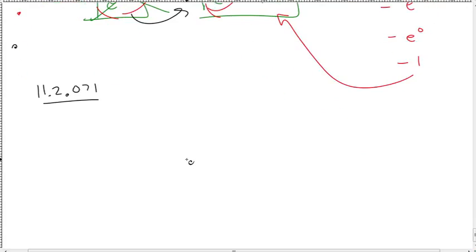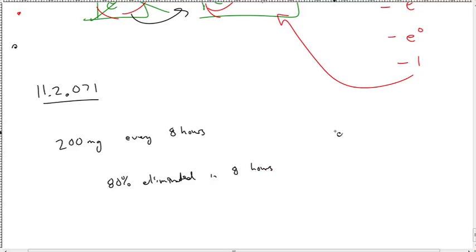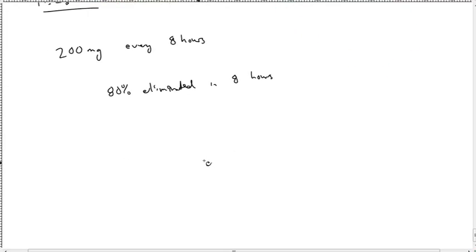Okay, I have one last problem, and it's an application problem. We got 200 milligrams of some kind of a drug taken every 8 hours. And it says that 80% is eliminated from the body in 8 hours. Okay, so what's going on here, and I'm going to definitely graph this one for you. We take 200 milligrams of ibuprofen, let's say, or something like that, or aspirin.